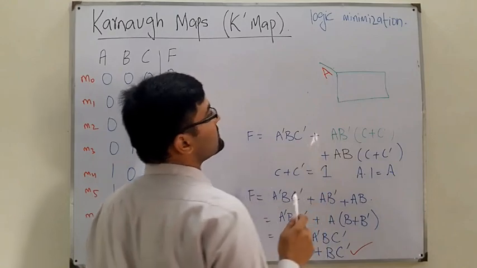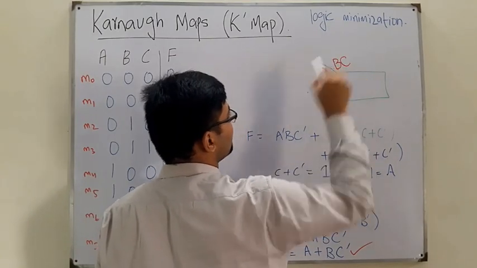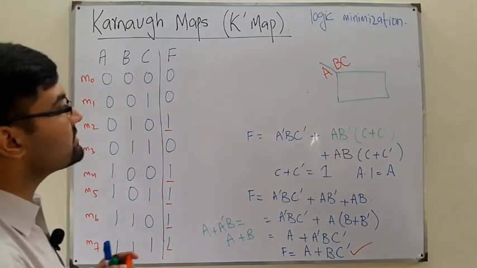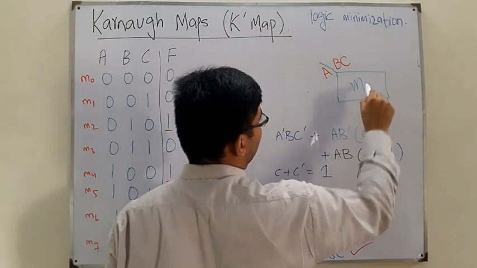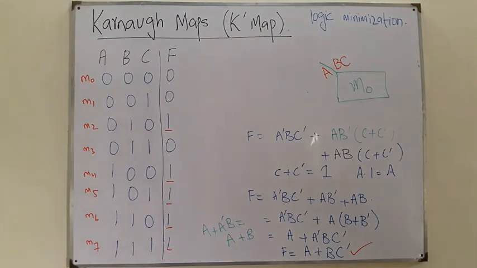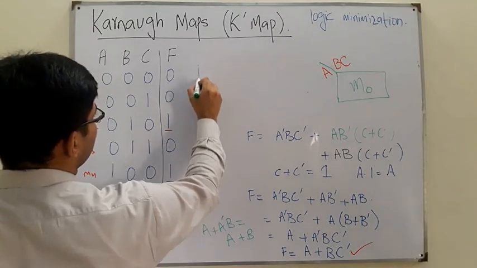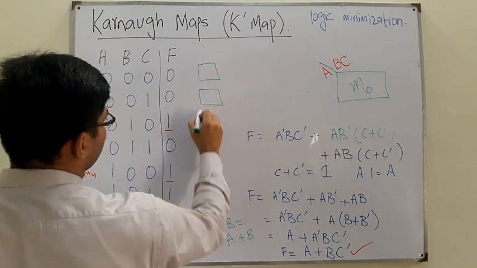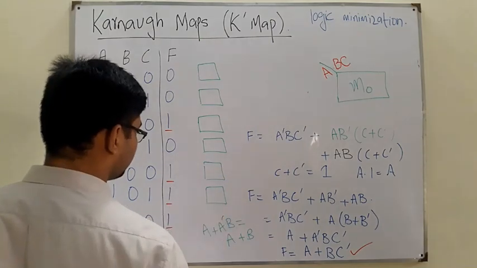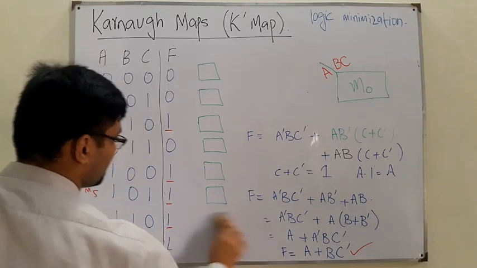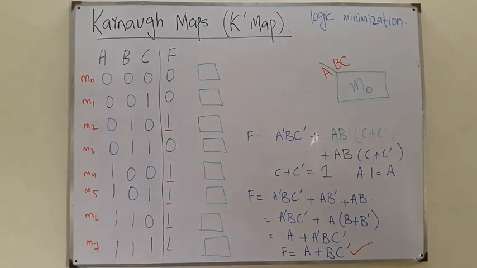Let's say we have a three variable function. So A is the MSB, it's written to the right side, and B and C are written over here. Now what does this mean? Inside each block is the minterm. Let's say inside we have M0, okay? Now have a look, how do we write M0? I write all of them over here, for each one of these blocks: M0, M1, M2, M3, M4, M5, M6 and M7. So these are the blocks, all right?